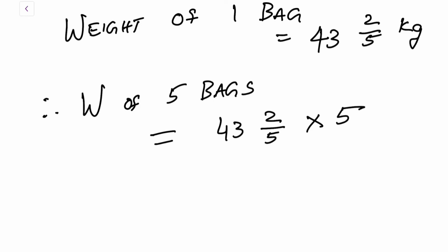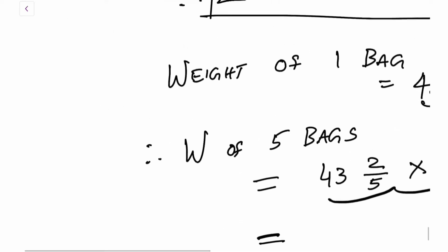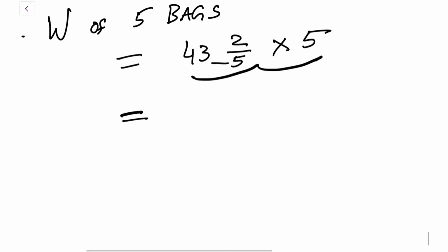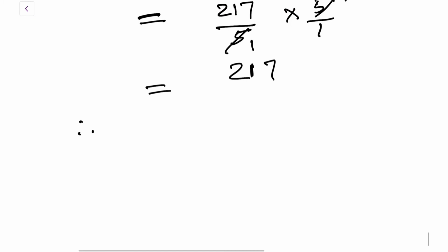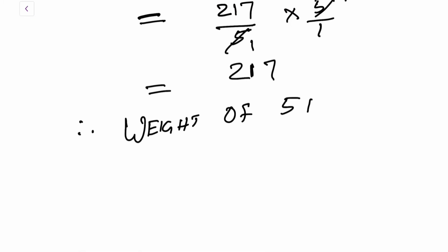That's right. You just have to add 43 2 by 5 times. Repeated addition is multiplication. So 43 2 by 5 will be 43 into 5 plus 2 will give you 217 divided by 5 into 5 by 1. Okay, 5 ones are 5, 5 ones are 5, that's 217. Therefore, weight of 5 bags is what? 217 kgs. That's right.